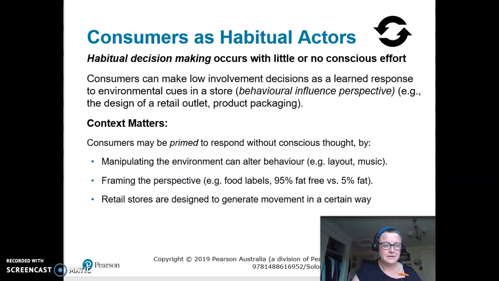Okay, let's talk about consumers as habitual actors. So if we think about habitual decision making, we suggest it occurs with little or no conscious effort. Consumers make low involvement decisions, and it's a learned response to environmental cues in a store. For example, the design of the retail outlet. But context does matter, and marketers do try to use that to their advantage.